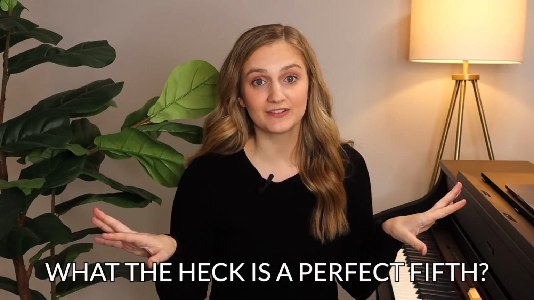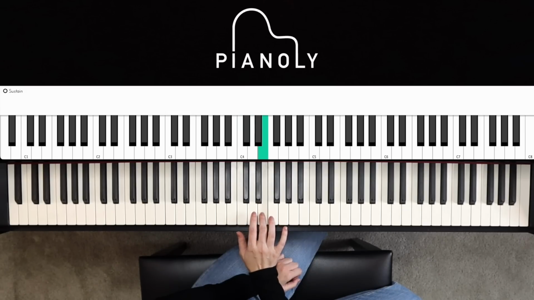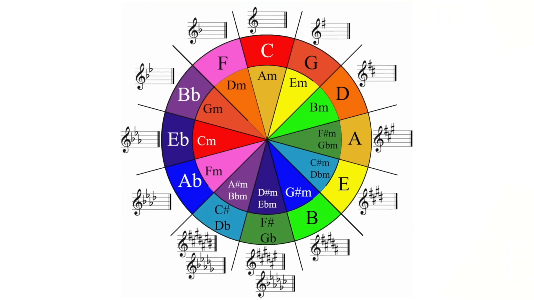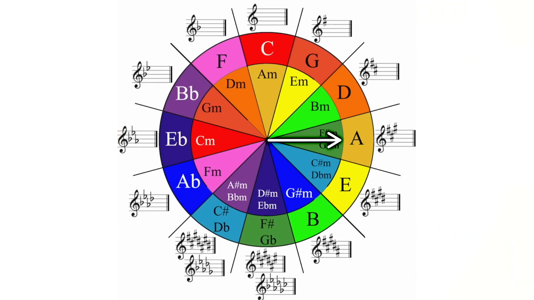What the heck is a perfect fifth? This is what a perfect fifth is. For example, going from C to G is 5 notes: 1, 2, 3, 4, 5. That is a perfect fifth. That's a very brief summary of what a perfect fifth is. Like I said, this is a brief summary of the circle of fifths. So from C, you go to G, a fifth up from C, and then D to A, and so on.